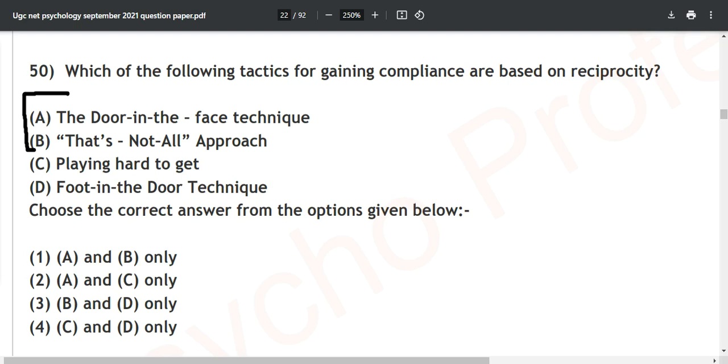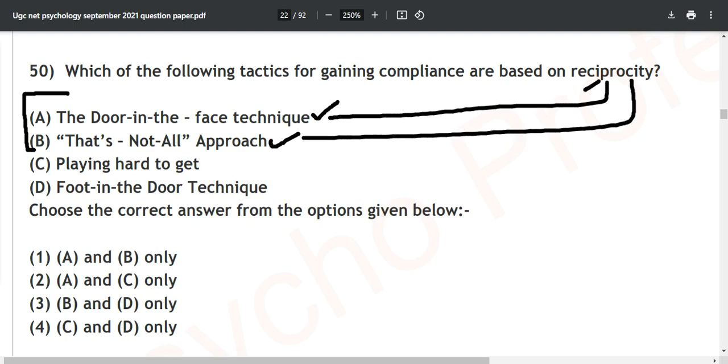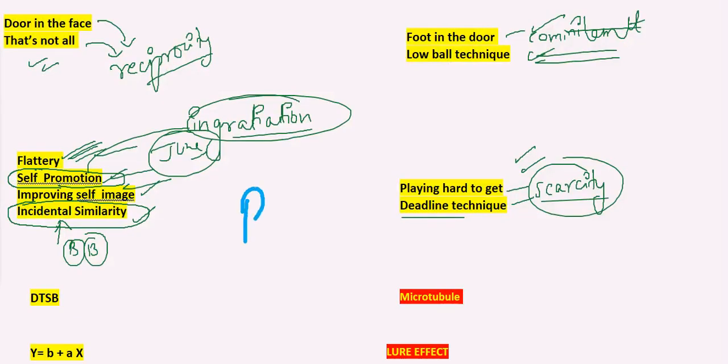A and B, I mean the door in the face technique and the that's not all approach, are based on the principle of reciprocity. Okay, not on consistency. Consistency is for your foot in the door technique. And see, this is Premium 2.0. Door in the face, that's not all, based on the reciprocity principle.